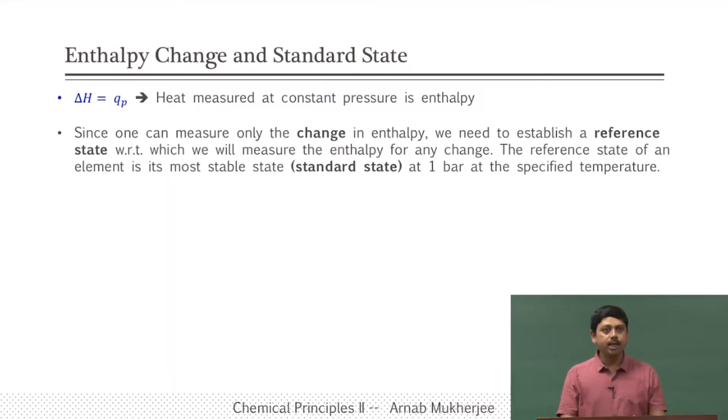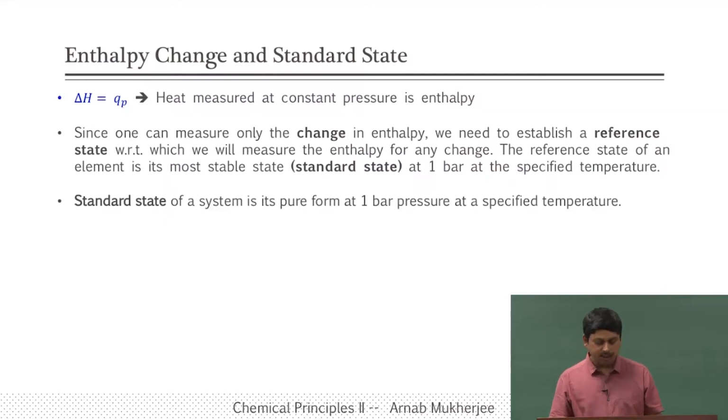Now, since it is an enthalpy change, we have to talk about a reference state with respect to which we will calculate the change, and that is called the reference state. Typically when we calculate the change in enthalpy, we calculate from something called standard states, and that gives us standard enthalpy, at 1 bar pressure and at any specified temperature. So what is the standard state? Standard state of a system is its pure form at 1 bar pressure at a specified temperature.